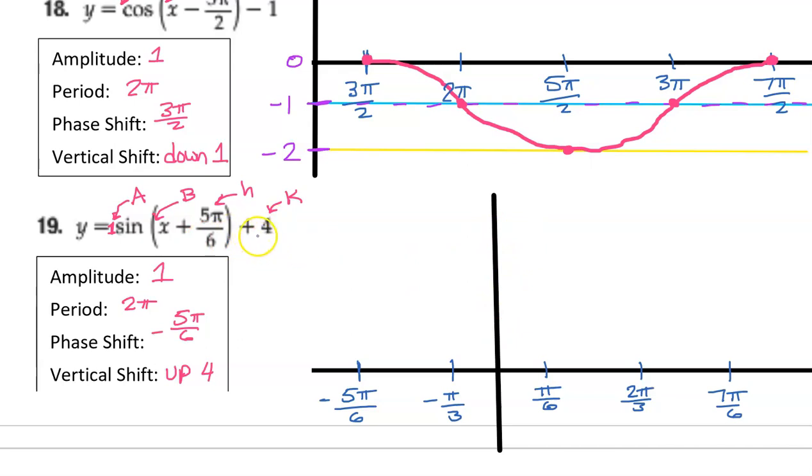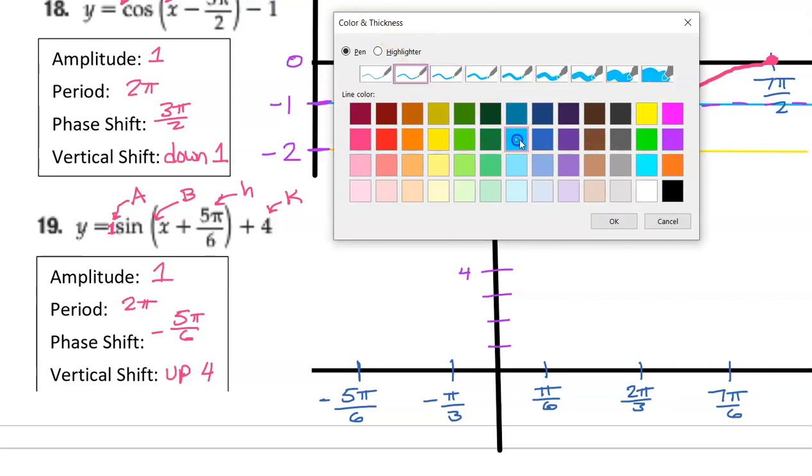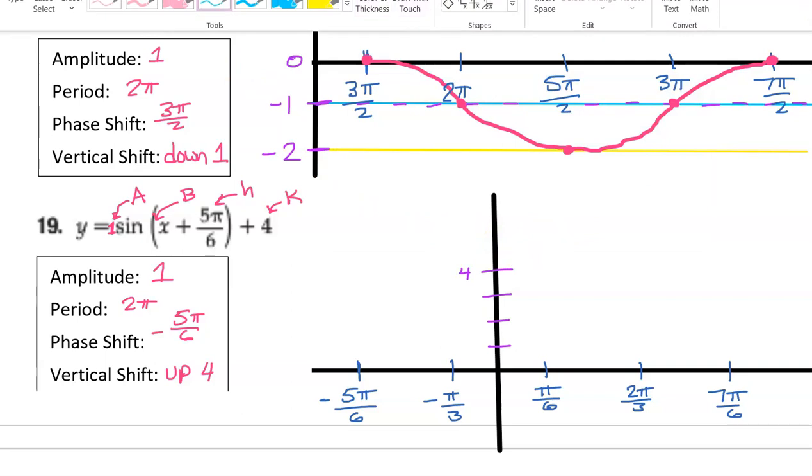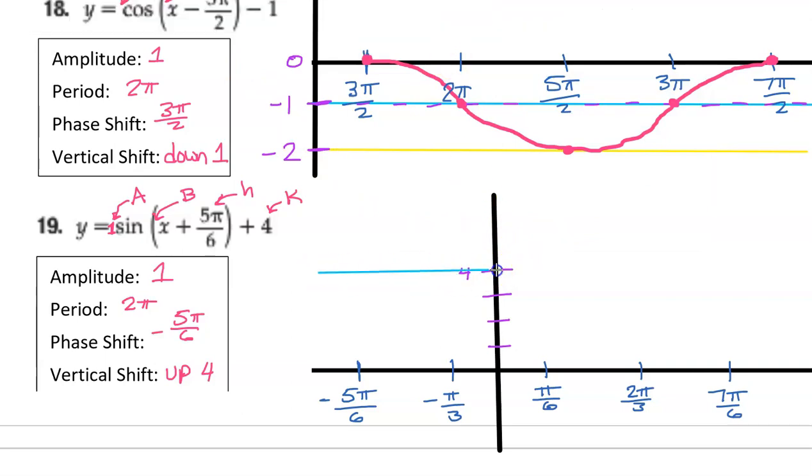So the midline is at 4. So I'm going to go ahead and go up 4. Okay, so this would be 1, 2, 3, 4. So here is the midline. In fact, let's go ahead and draw a guideline because I want to keep my midline straight. So I'm going to draw a line right here at 4. And we really should record our midline as a dotted line, so I'm going to do that now.